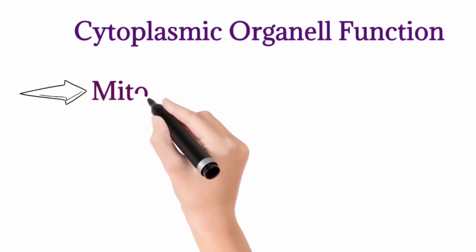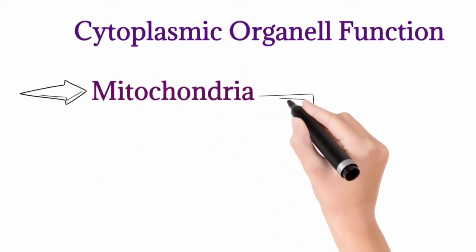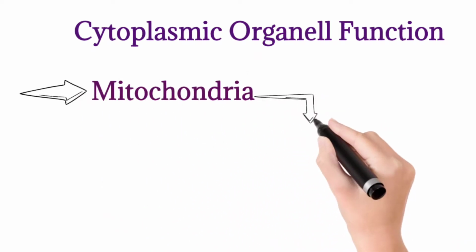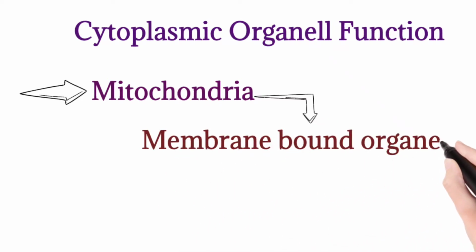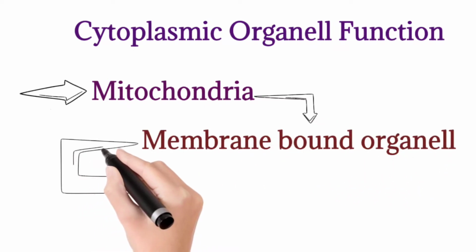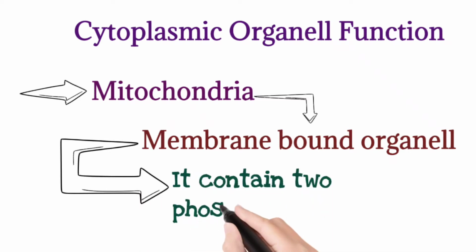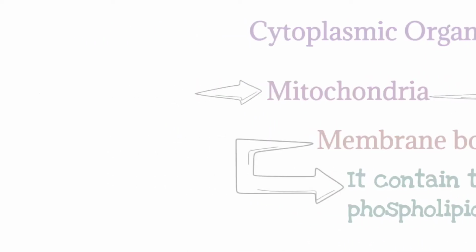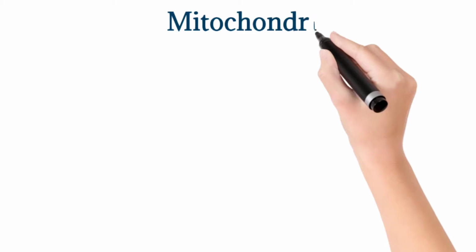Today we are going to discuss cytoplasmic organelles and their functions. Number one is mitochondria. Mitochondria is a membrane-bound organelle that is present inside the cytoplasm. It contains two phospholipid bilayers.